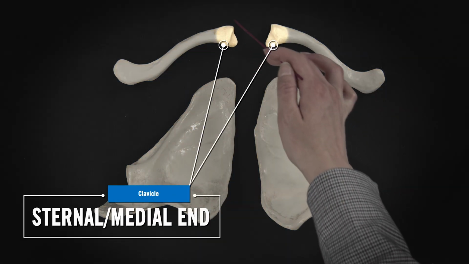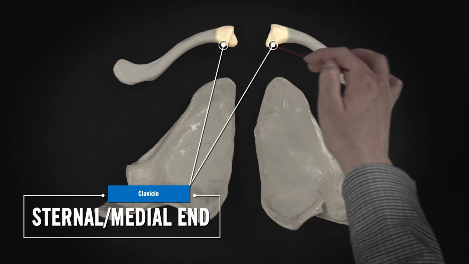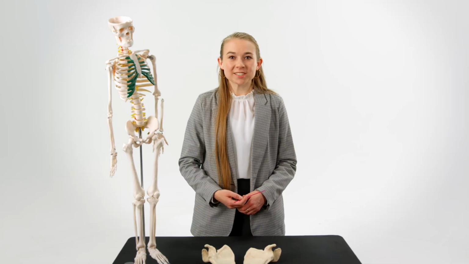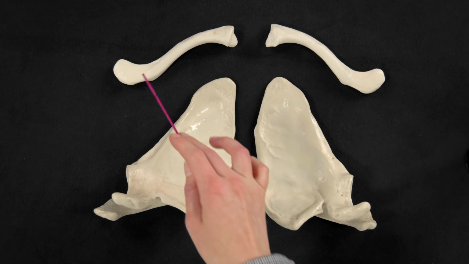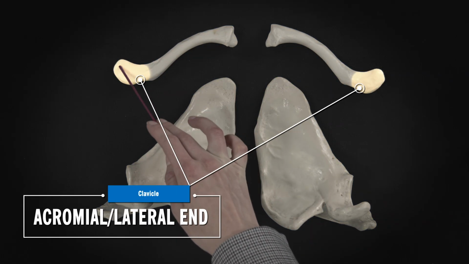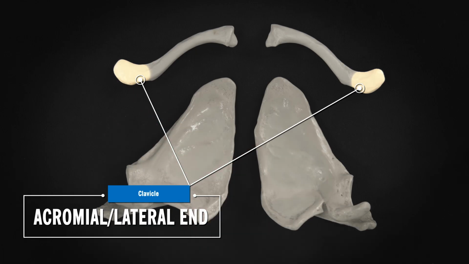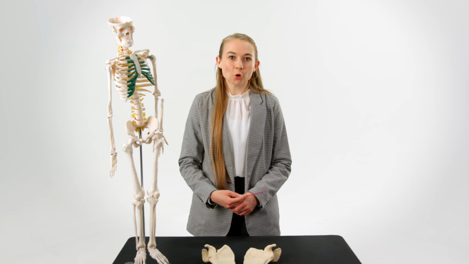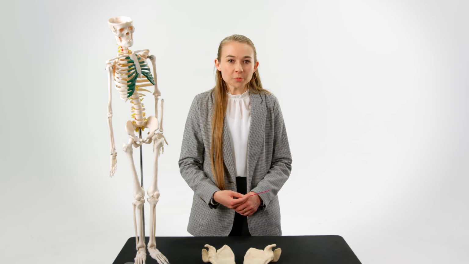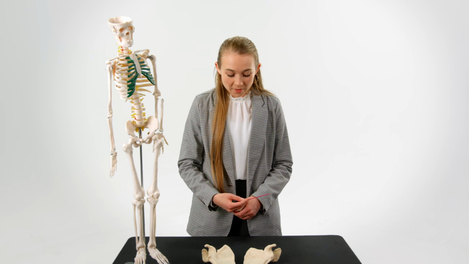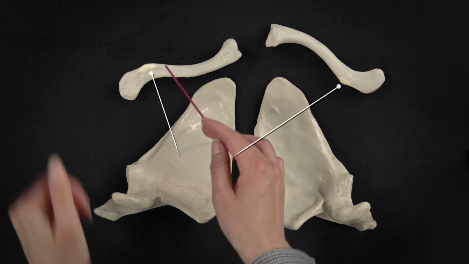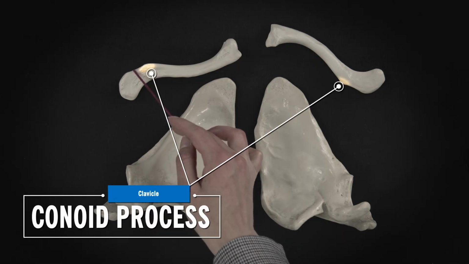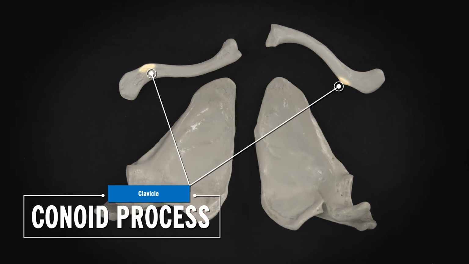This knobby end here is the sternal end because it's where it attaches to the sternum. This can also be called the medial end. This flatter, thinner end is the acromial end because it attaches to the acromion process. It can also be called the lateral end. If we flip it over, this protrusion here is called the conoid process.